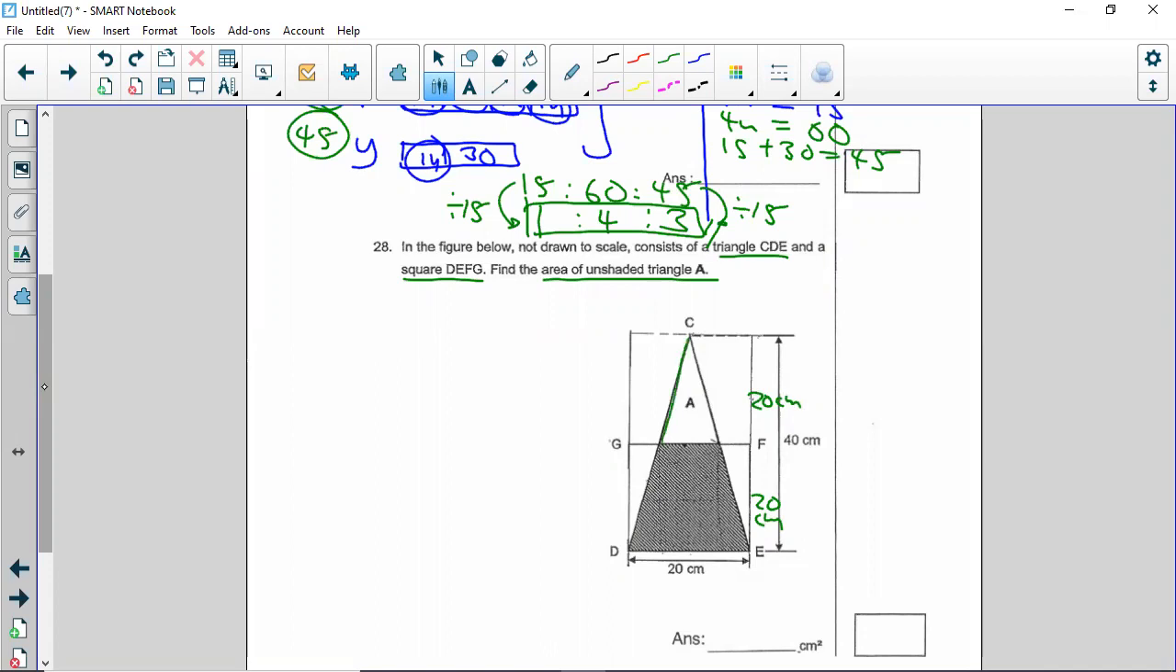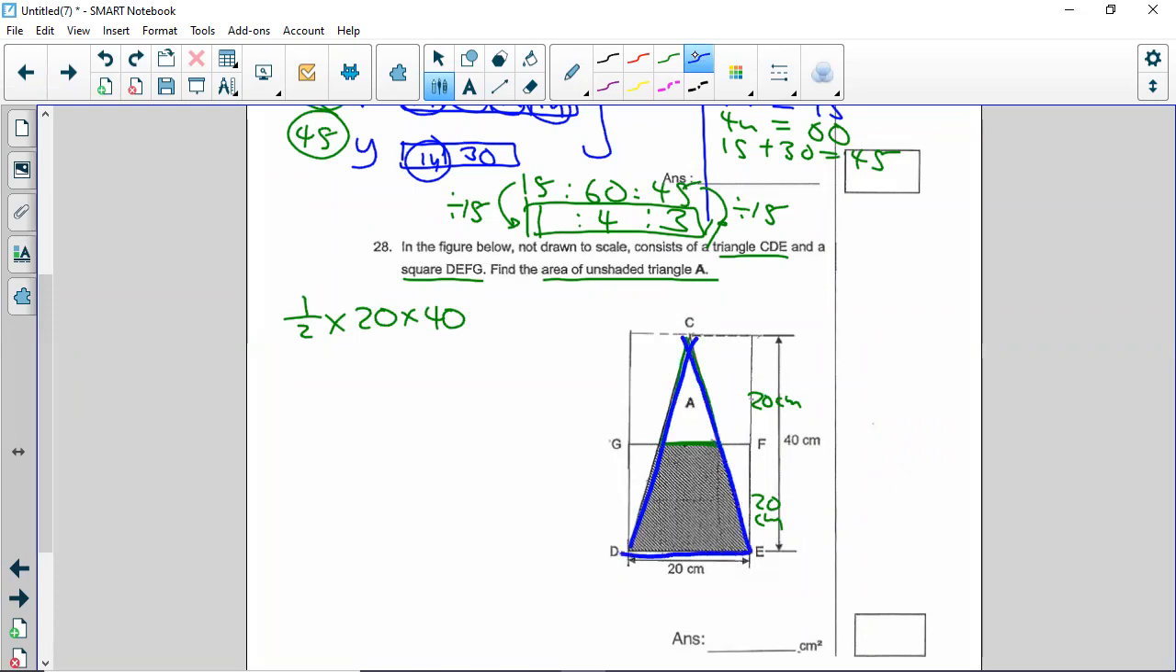Okay. So how do you find the area of the unshaded? How do you find this triangle? Okay, so think carefully, right? So what can we do? How do you find this triangle? If you look carefully, if you don't know how to do, at least you can find what? Find the area of the big triangle. So what's the area of the big triangle? Half times 20 times 40 to find the area of this entire triangle.